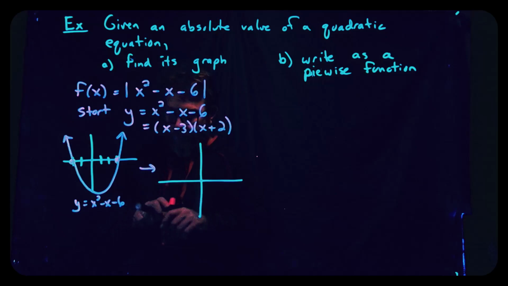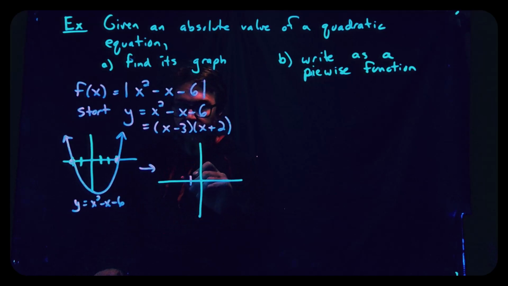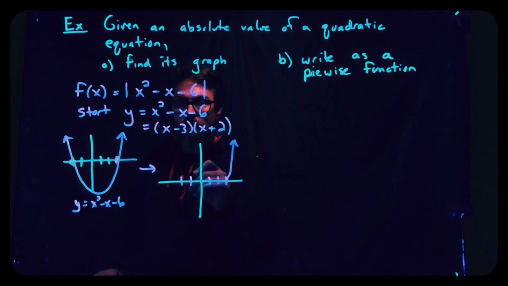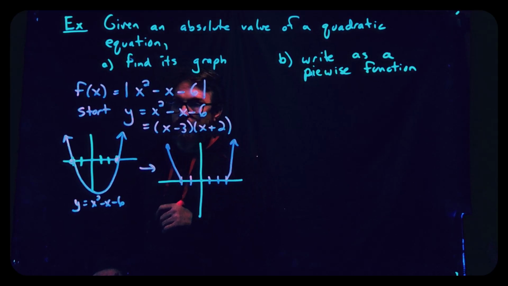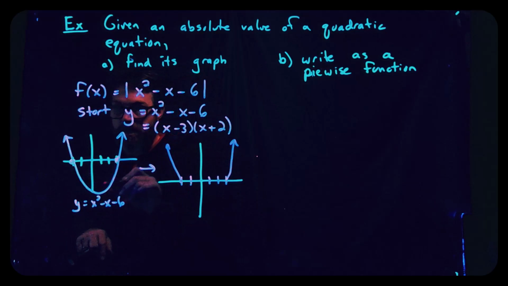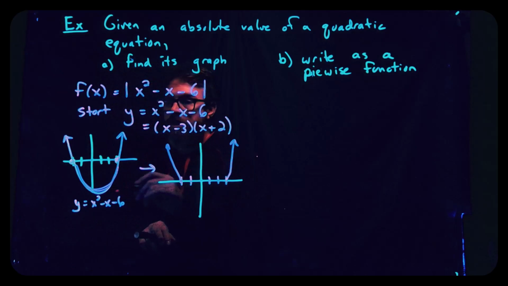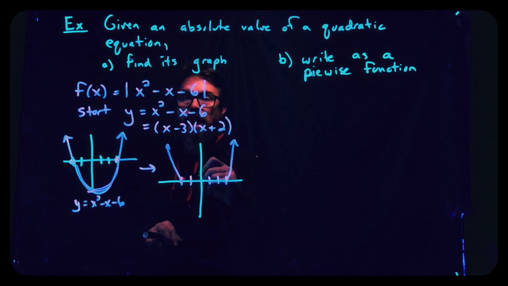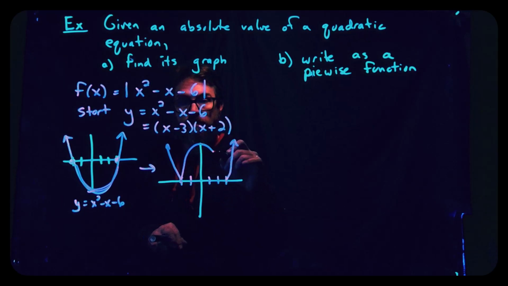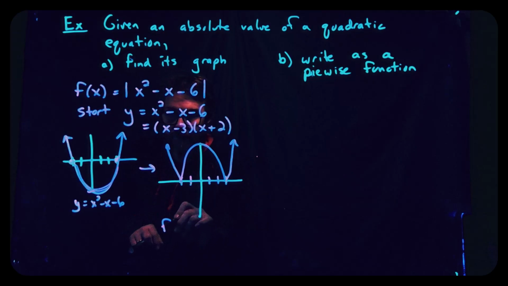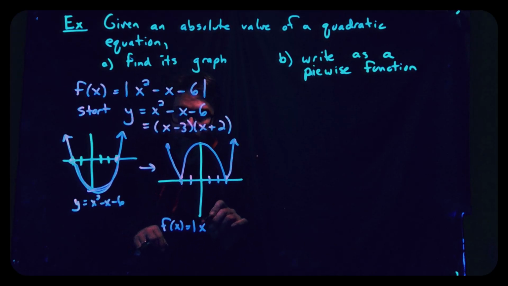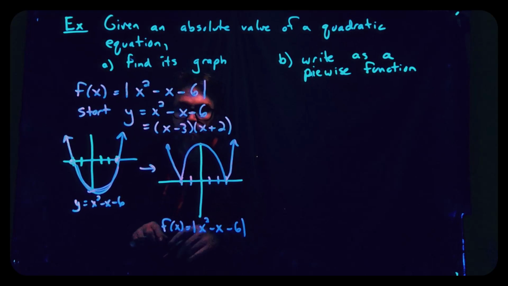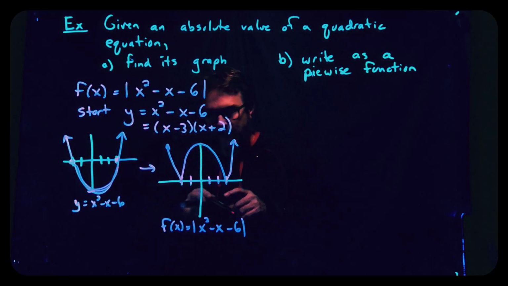So let's graph it. We know that we have negative 2 and positive 3. We know the graph is unchanged here, since they're already positive. Now what's going to happen down here is it's going to be multiplied by negative 1, which flips it over the x-axis. So instead of going through negative 6, it's now going to go through positive 6. So it's going to look like this. So that is the graph of f of x, which is equal to the absolute value of x squared minus x minus 6. All right, let's think about it as a piecewise function.